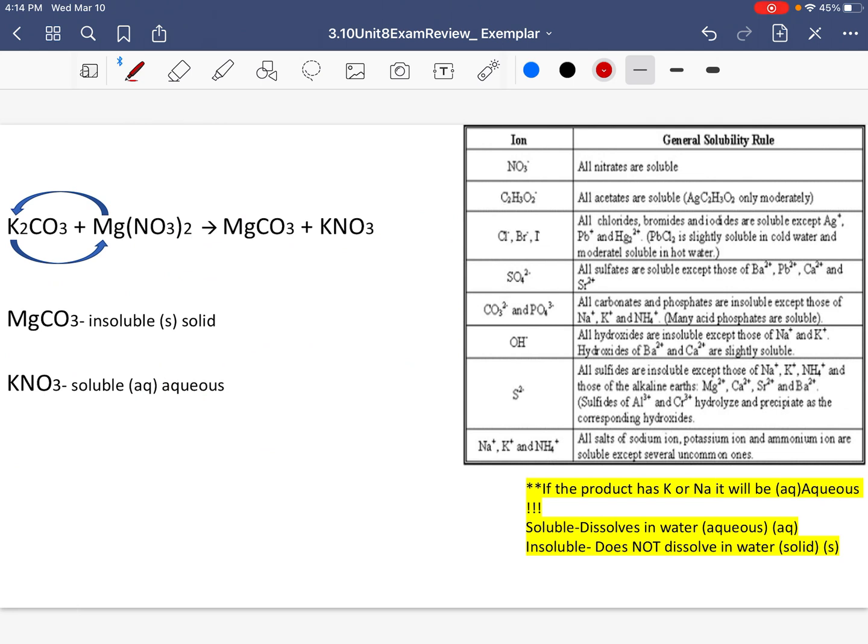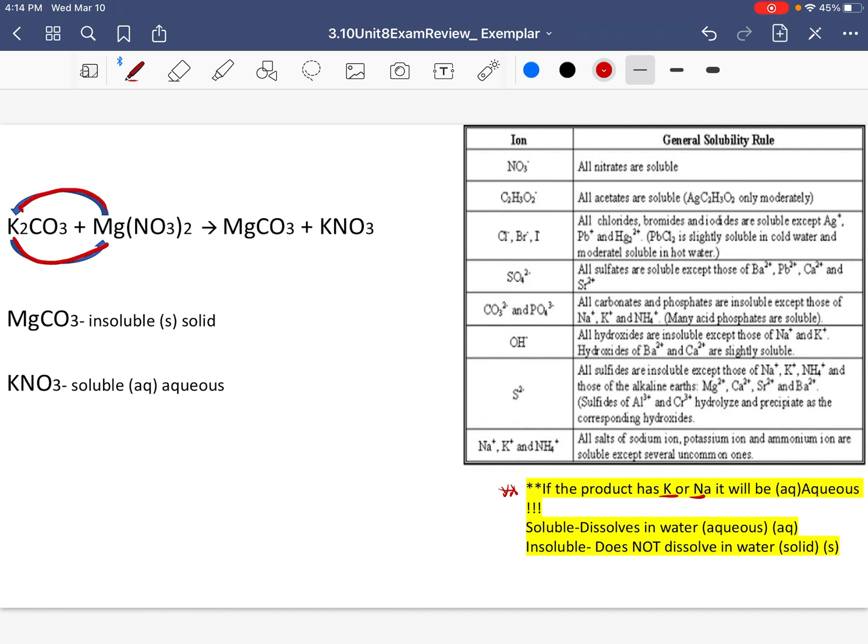This next one, guys, we're almost done. Honestly, one question, it's like a little bit cheating, but here, just remember, if you have potassium or sodium, that makes it a salt. Salts are soluble, and remember, soluble means it dissolves in water, so it is aqueous. If it is insoluble, it does not dissolve in water, so it is a solid. So again, use that. Here, we're just going to switch.